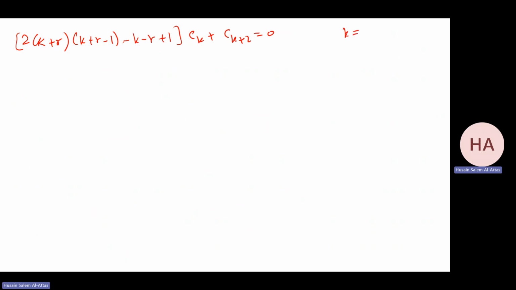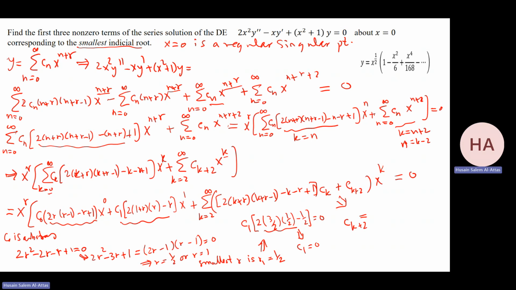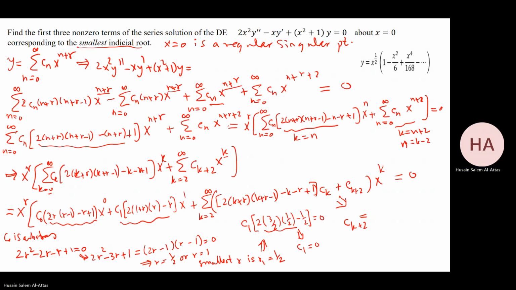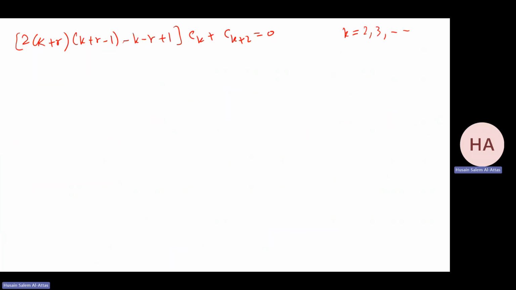Where is K running from? K is running from 2, K equal to 3 and so on. Am I right? No, wait a minute. N equals K minus 2. No, this is K minus 2, sorry. This is K minus 2, not plus 2, since N is K minus 2. Okay, so this is K minus 2.